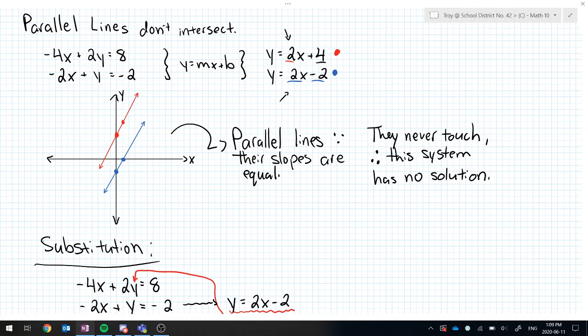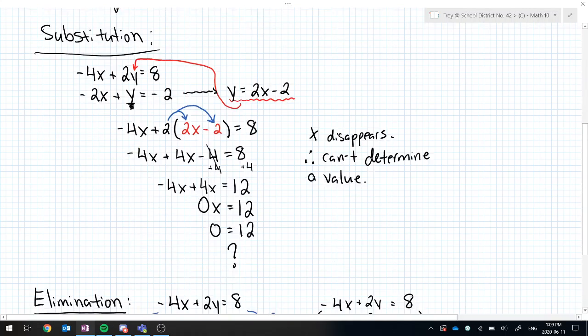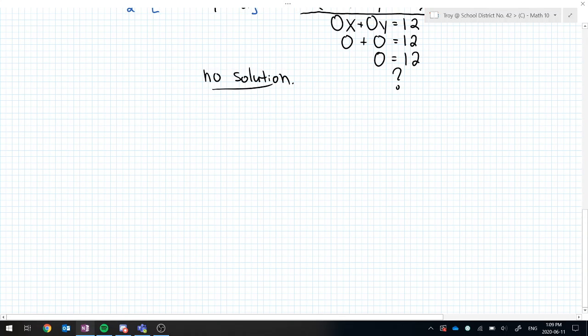Okay. I want to do one more example, or I want to explain one more thing. I want you to consider this system. 2x plus y equals negative 1, and 4x plus 2y equals negative 2. And I want you to graph them, or we're going to graph them together.